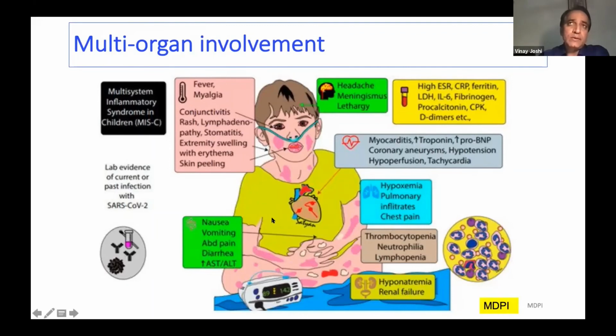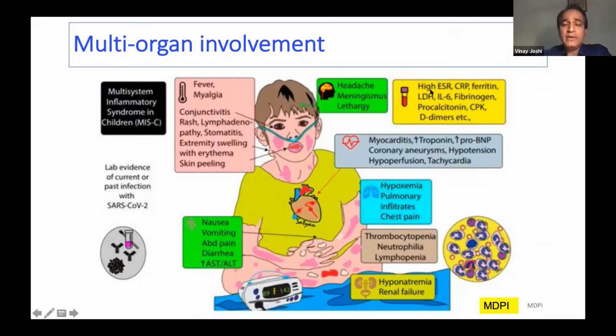Majority of the patients, like what we have seen in the last 1.5 years, majority of MIS-C patients, they present with nausea, vomiting, abdominal pain, and diarrhea with elevated liver enzymes. Okay, hematological picture of thrombocytopenia, neutropenia, lymphopenia, as we discussed, and many children can have acute kidney injury in the form of hyponatremia, oliguria, or anuria.